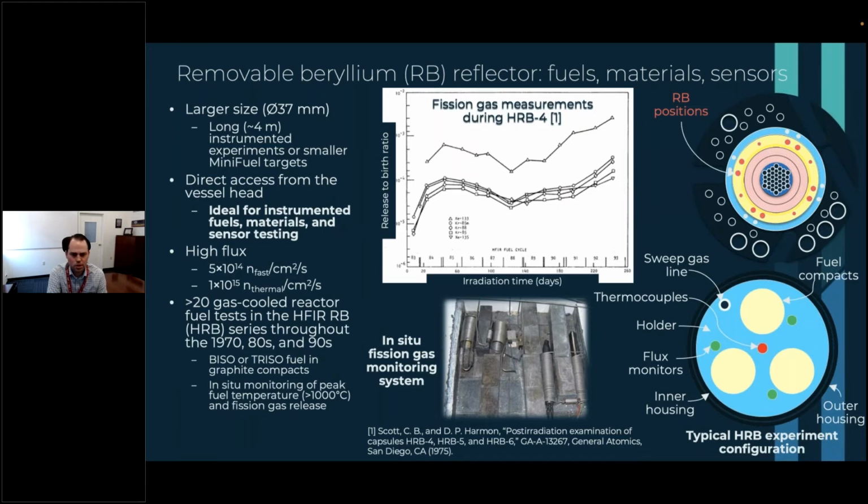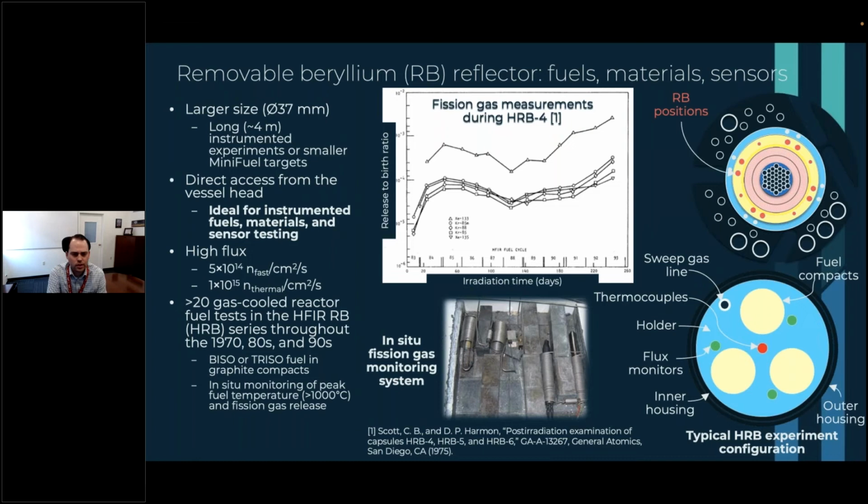The flux, both thermal and fast, is about a factor of 2 lower than what you'd get in the flux trap, but that's already extremely high. So you don't take a big hit in terms of flux, and what you gain is size and instrument access.